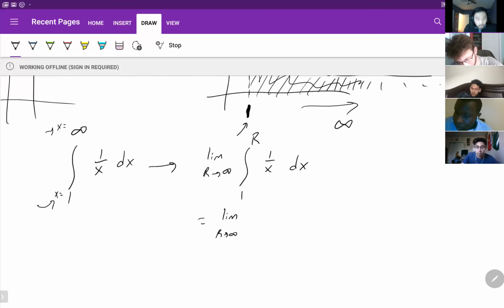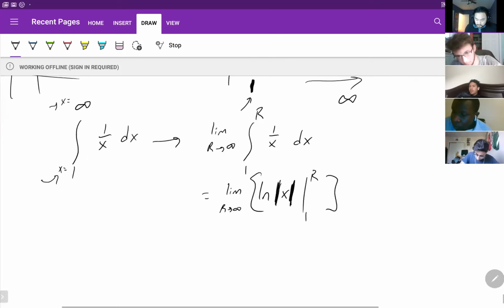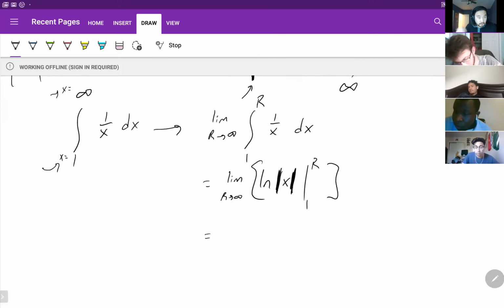Integral of 1 over x is ln of absolute value of x. Please, once again, don't forget that. We're dealing with a definite integral, so I'm going from 1 to r. If you want to add brackets, you can. It's up to you. The next step, I compute, right? Upper bound minus the lower bound.